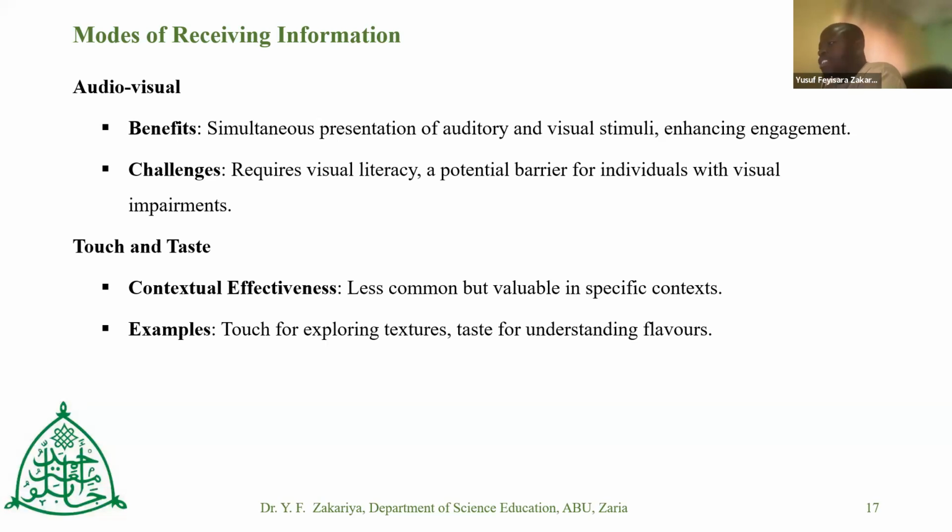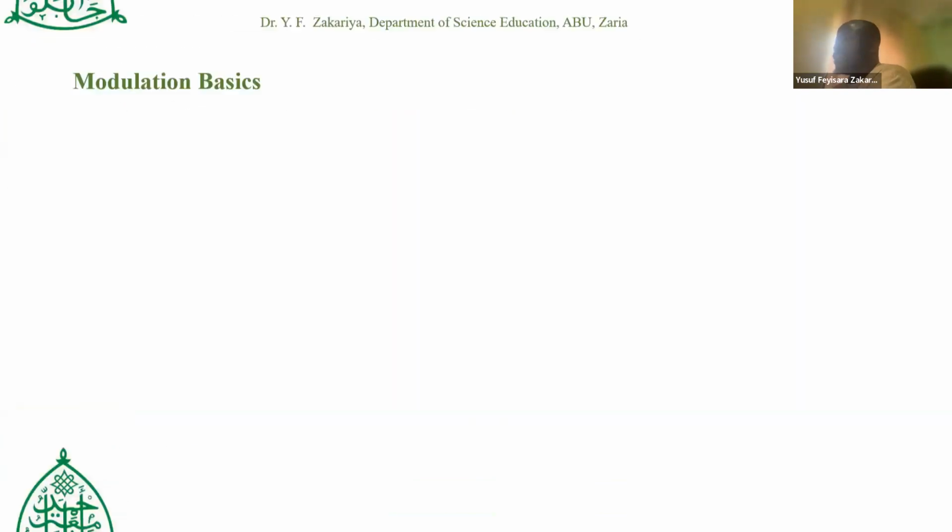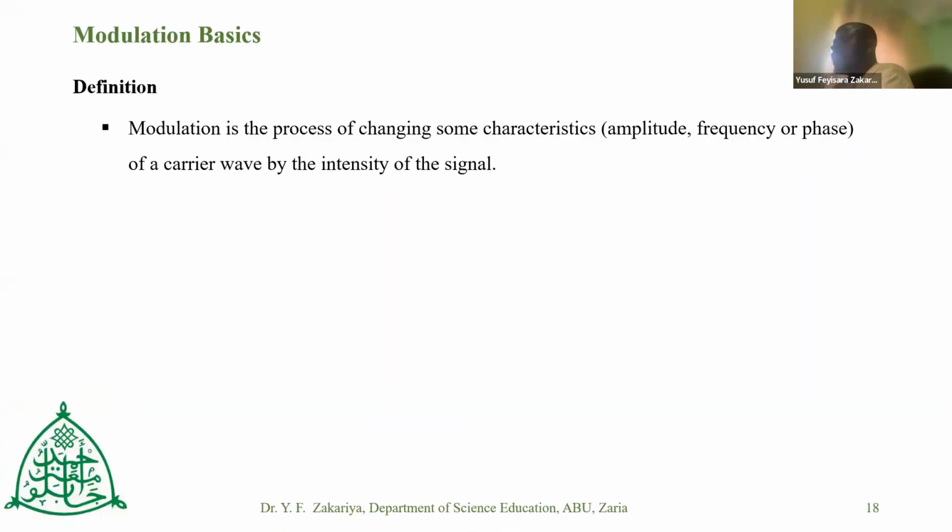But you can touch some things. You can touch the texture. If you are given the sound, and maybe something rough, then when you touch it, you feel, okay, this is not what I expect. This is not the powder I'm looking for. This is something sharper than the powder, even without tasting it. Okay, so that is on the modes of receiving information.